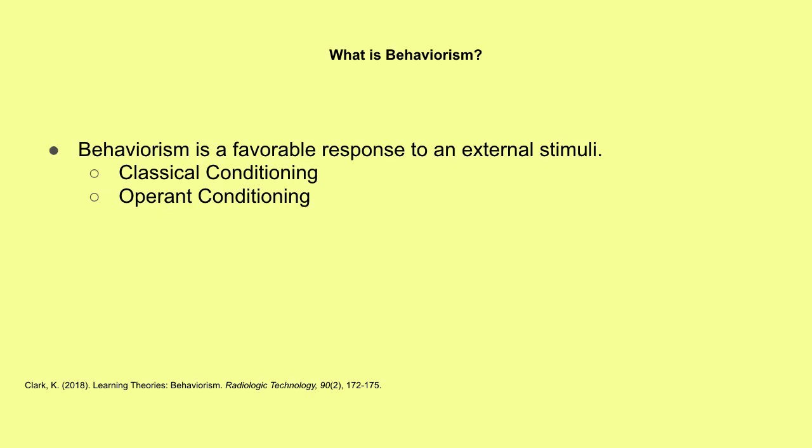What is behavioralism? Behavioralism is a favorable response to an external stimuli. Classical conditioning was Pavlov's theory, a descriptive technique which began in 1987 with Pavlov's interest in digestion studies with dogs, whereas operant conditioning was in the 1930s and B.F. Skinner studied the behaviors of rats and their behavior response to food rewards or punishment using a shock.